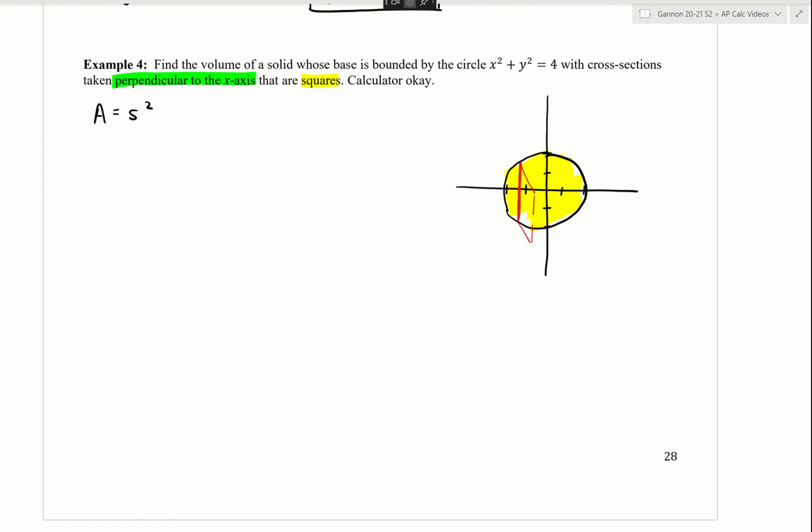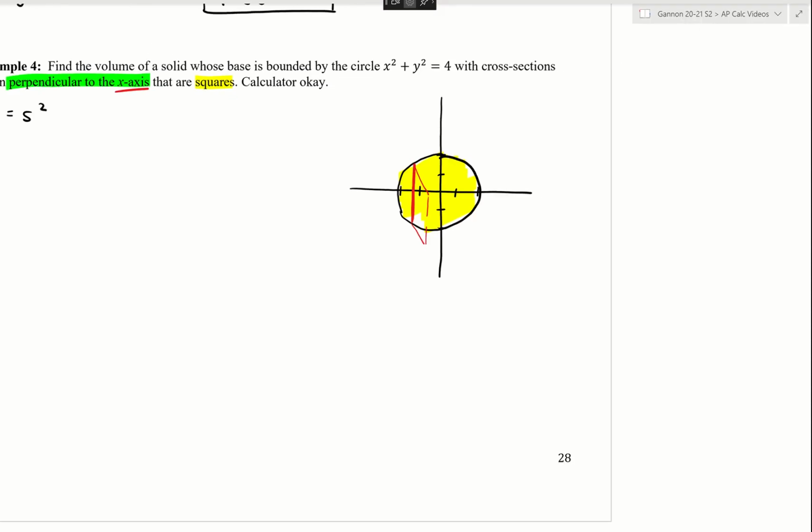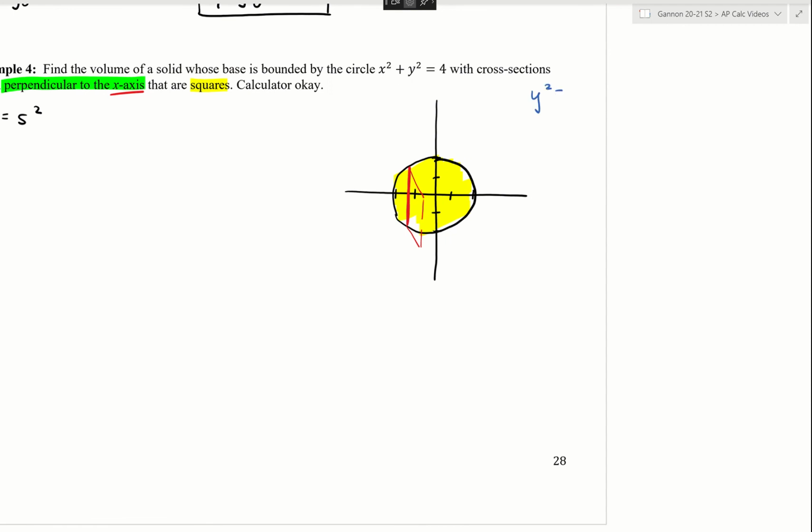Now, the way the equation is written, x squared plus y squared equals 4, that's neither in terms of x nor in terms of y. So what we are going to have to do is rewrite that so that it is in terms of x in this case, because we're perpendicular to the x-axis. That means solve the equation for y. So if we do that, y squared is equal to 4 minus x squared. And if you square root both sides, y is going to be plus or minus the square root of 4 minus x squared. So that's what it's going to look like.